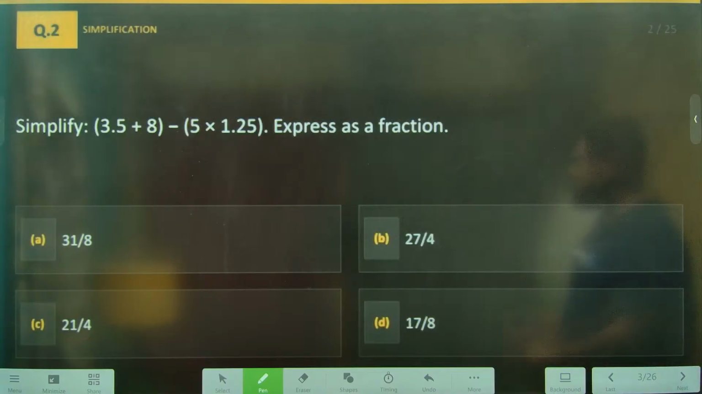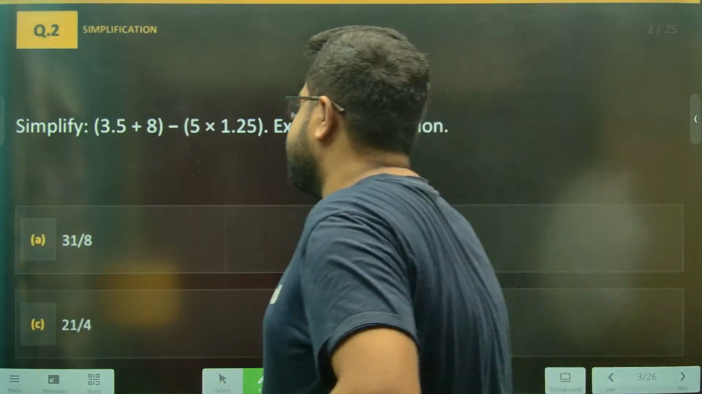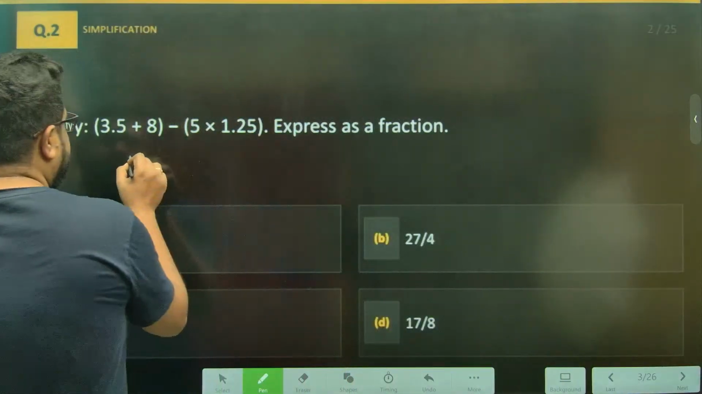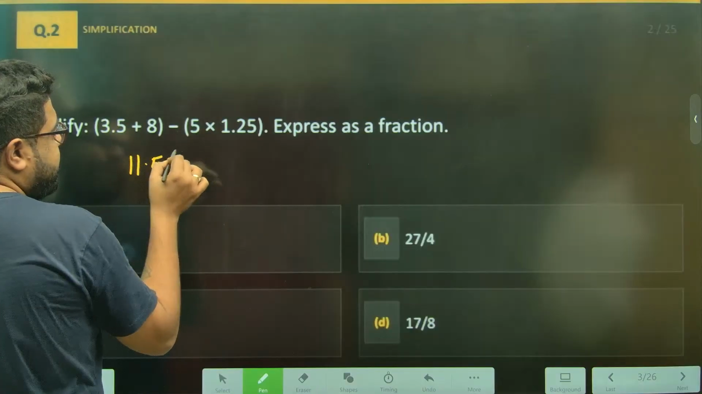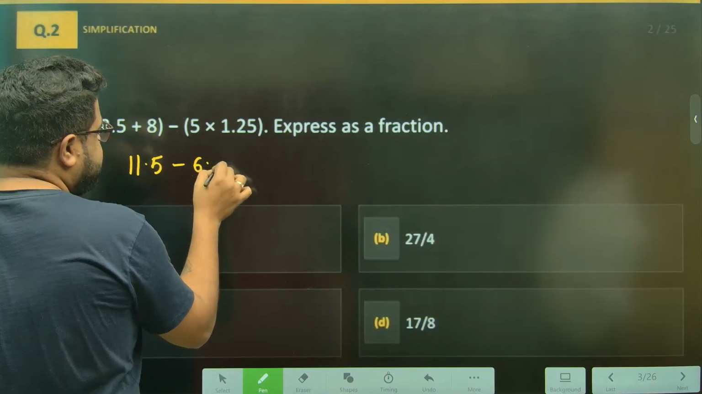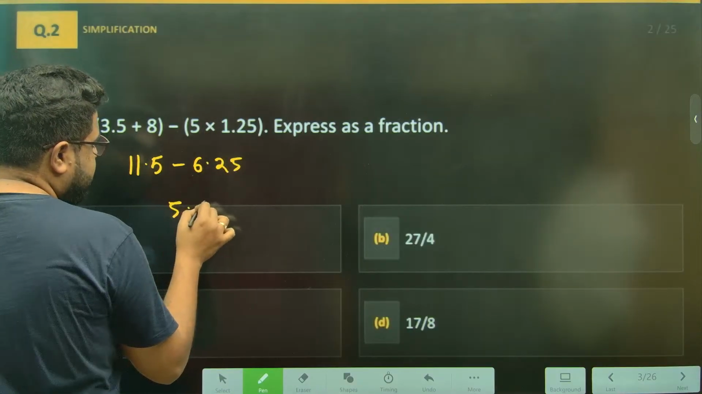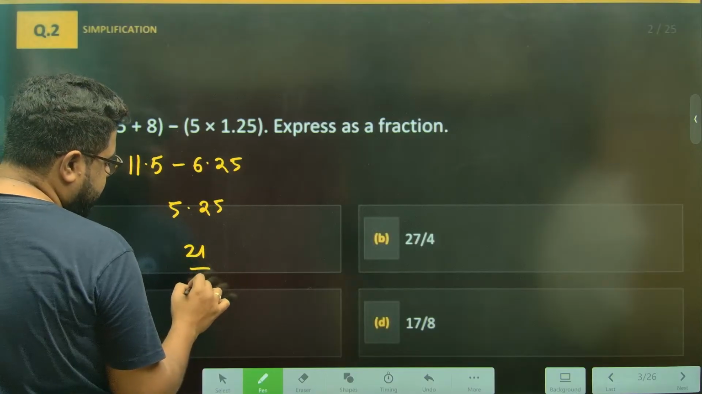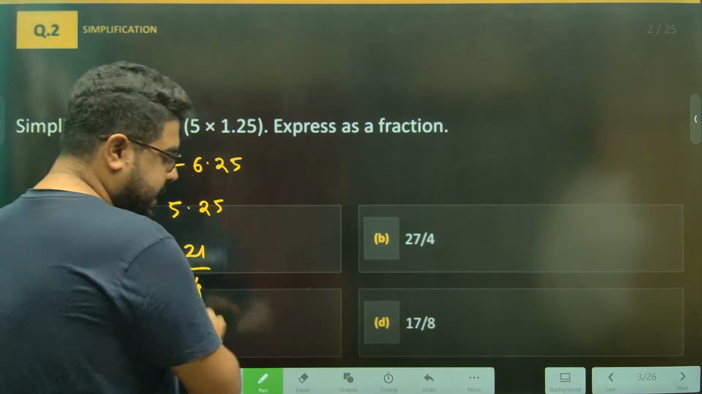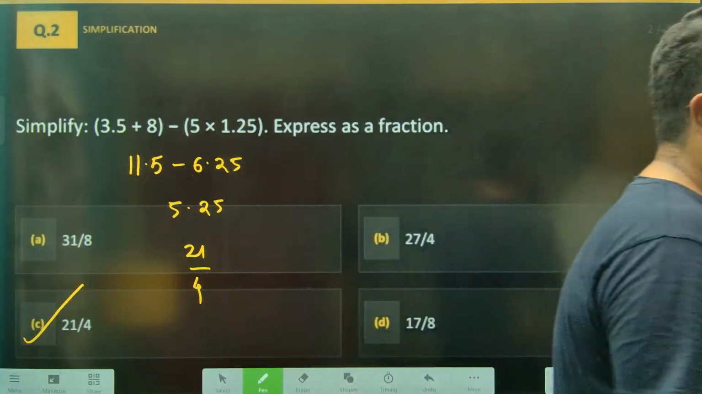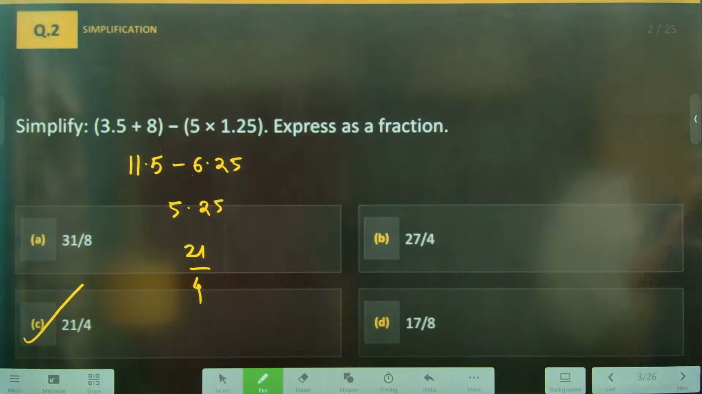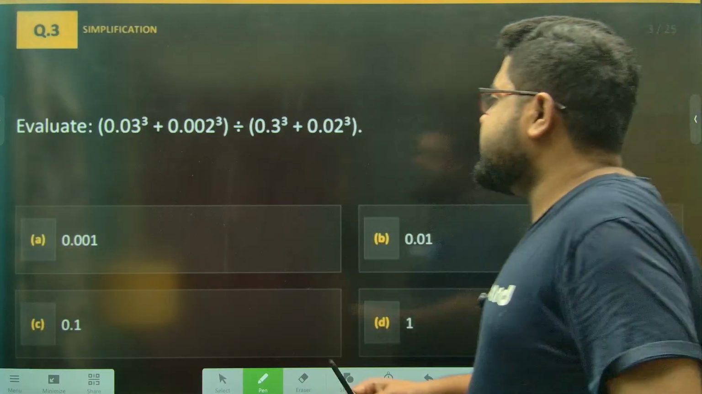Next one, please. All these are 20-25 questions. 3.5, 8 and 3, 11. And this is 625, meaning 6.25. My answer will be 5.25, which is 21 by 4. Option C is the correct answer. Again, couple of lines only. Next one.